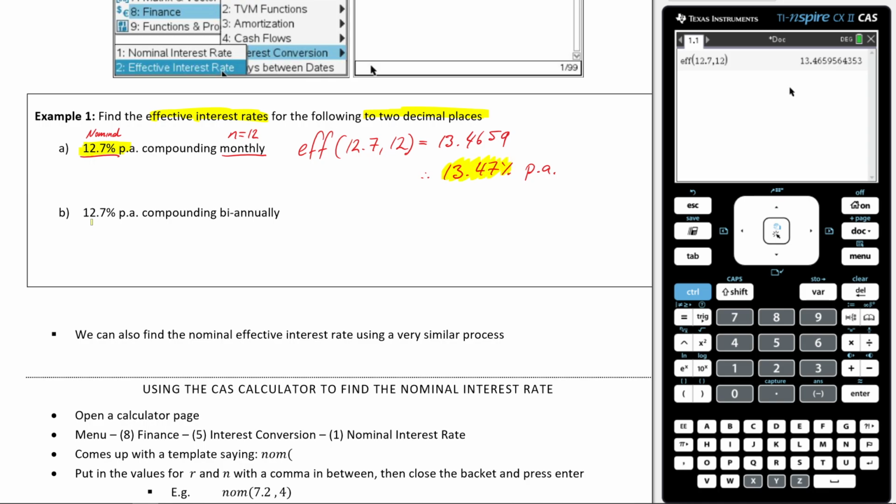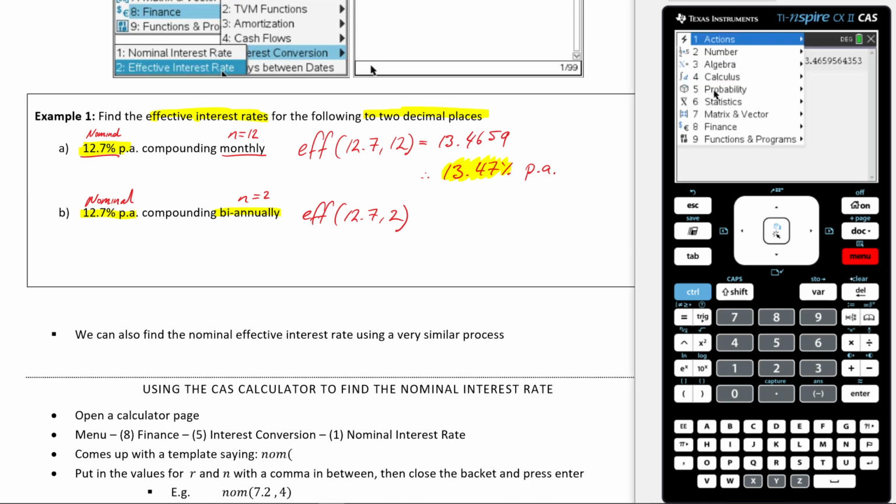All right, next one. We've got 12.7% per annum, and now it's compounding biannually. So again, this is my nominal. This is biannual, so n is 2. So I'm going to take my effective. I'm going to put in 12.7. I'm going to go comma 2 because it's compounding biannually.